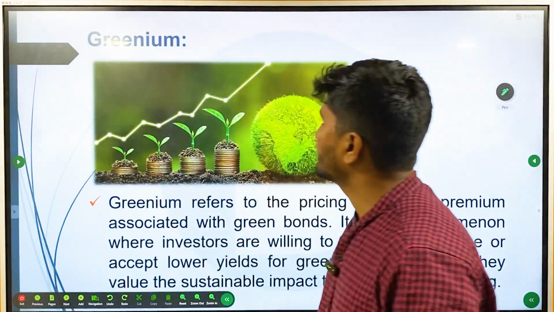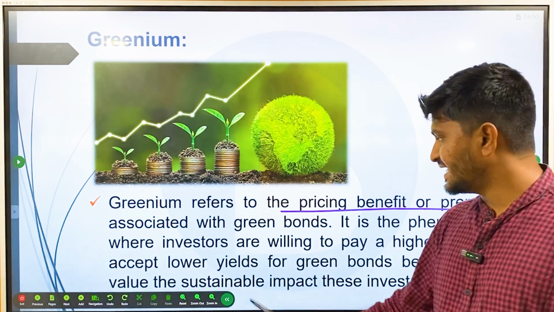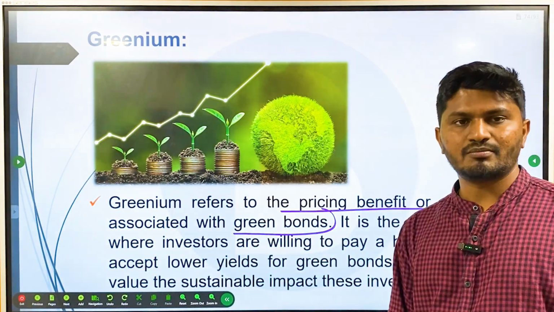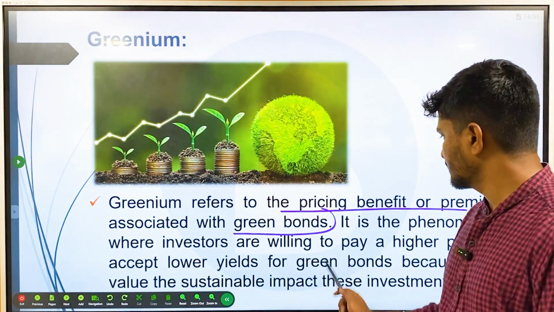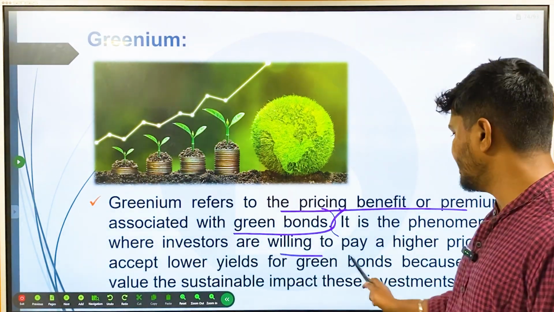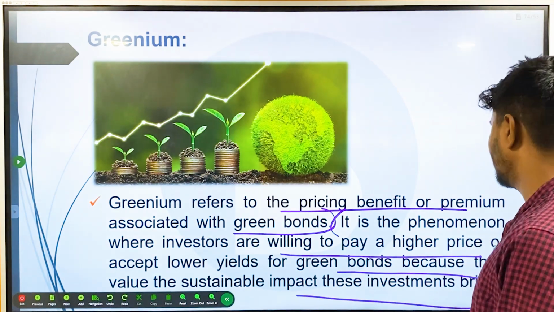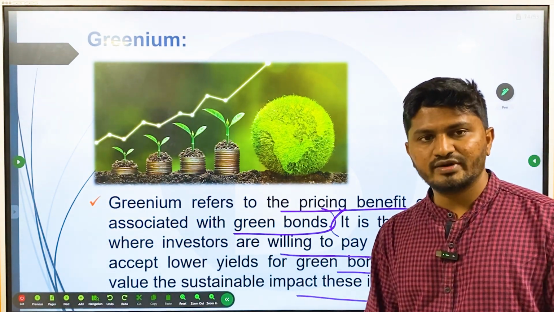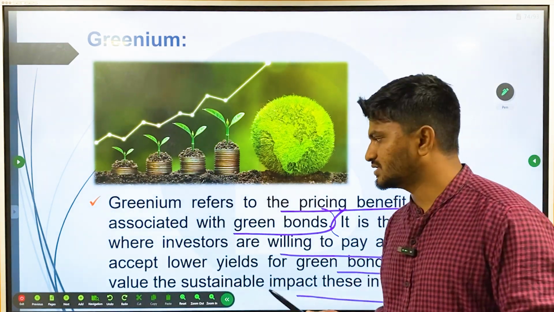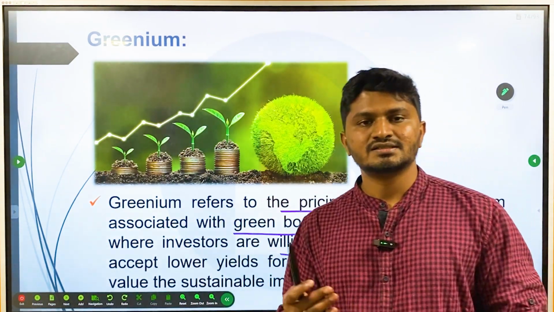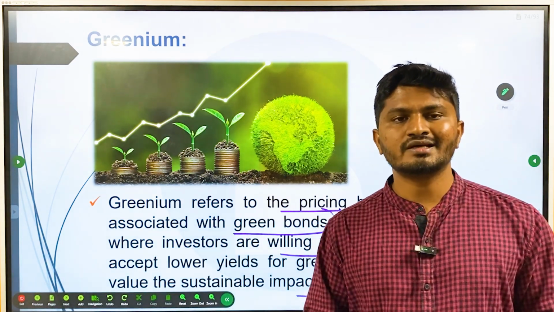Then what is greenium? Greenium refers to the pricing benefit or premium associated with green bonds. You know that whenever you are investing in a bond, you are going to get a certain interest out of it. That interest or the premium associated with the green bond is greenium. It is the phenomenon where investors are willing to pay a higher price or accept lower yields for green bonds because they value the sustainable impact these investments bring. People are willing to get less money if the activity is resulting in sustainable development. So it shows that they are willing to support green technology or sustainable development at the cost of the money itself. That is called greenium, or the premium that they are losing on the green bonds.